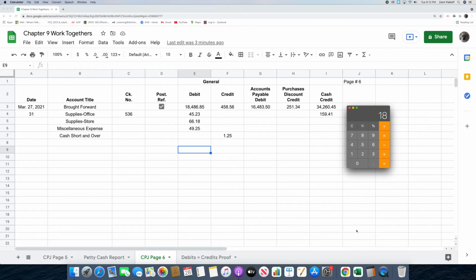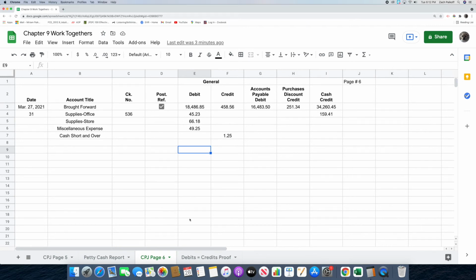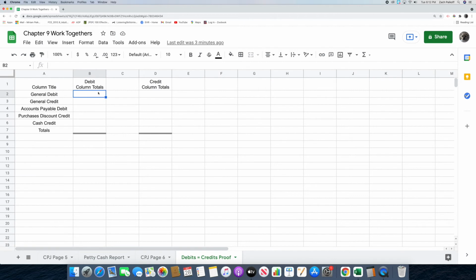So we have $18,486.85 plus $45.23 plus $66.18 plus $49.25. That will give us $18,647.51. So we're going to record that amount in the general debit column total.